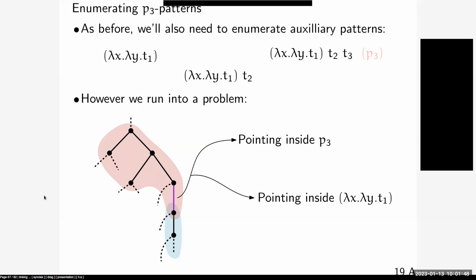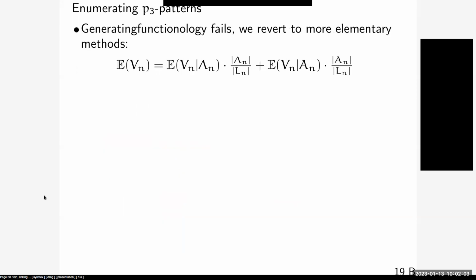And in this case, unfortunately, pointing and trying to initiate a cut inside a term is an ambiguous process. We're not sure whether we're pointing inside the P3 pattern or the lambda x dot lambda y dot T1 pattern. This means roughly that we can no longer do an unambiguous decomposition. We have this ambiguity, and therefore generating functionology fails. And we have to revert to a more elementary method of considering directly the expectation of the corresponding random variables, right?